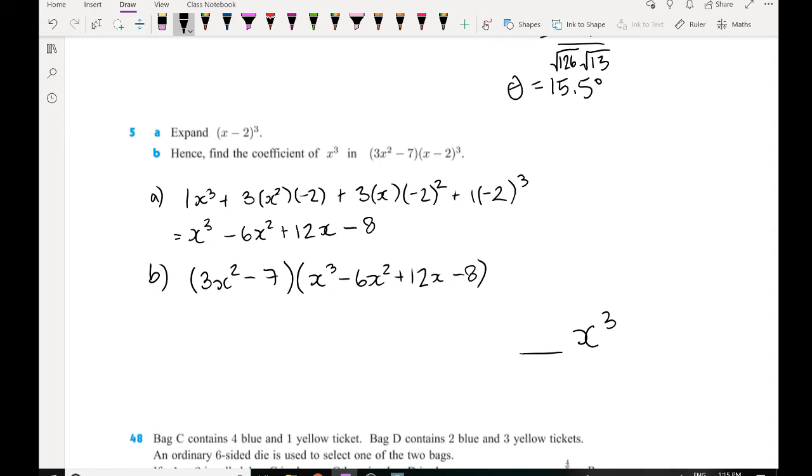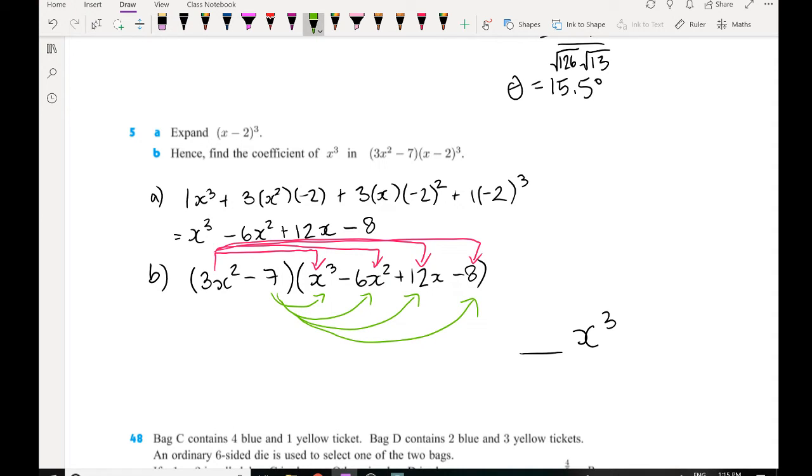So in this situation, if you look at what actually happens as you multiply it out, when I do 3x squared minus 7 times x cubed minus 6x squared plus 12x minus 8, when I'm multiplying that out, I am multiplying this 3x squared to every single term from my binomial expansion. So it's multiplying all the way along. I'm also multiplying that minus 7 to each of those terms all the way along. And so we have to ask ourselves, rather than multiplying the whole thing out, what's the most efficient way to figure out which terms will end up with x cubes in the result?